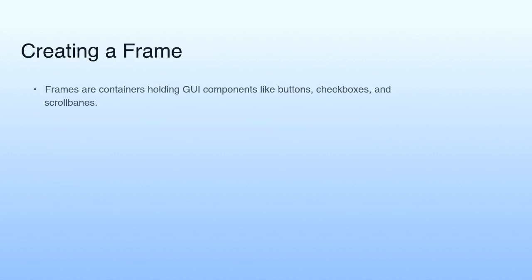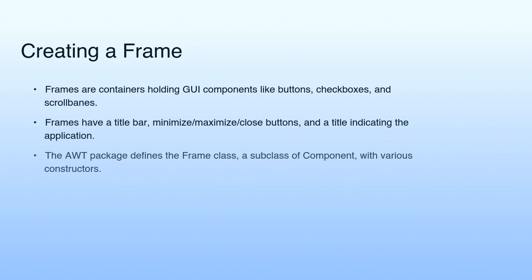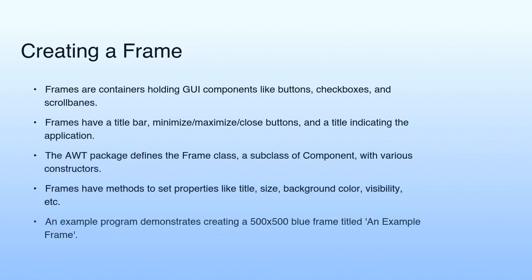Frames are containers that hold GUI components like buttons, checkboxes, and scroll bars. They have a title bar, minimizer, maximizer, close buttons, and a title indicating the application. The AWT package defines the frame class, a subclass of component, with various constructors. Frames have methods to set properties like title, size, background color, and visibility. A program demonstrates creating a 500x500 blue frame titled "an example frame".